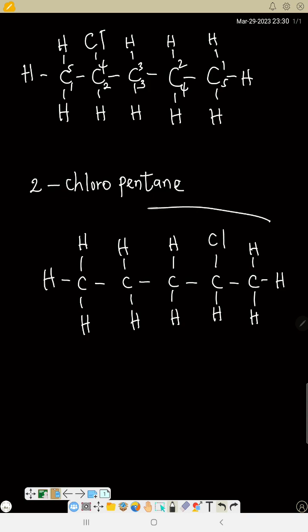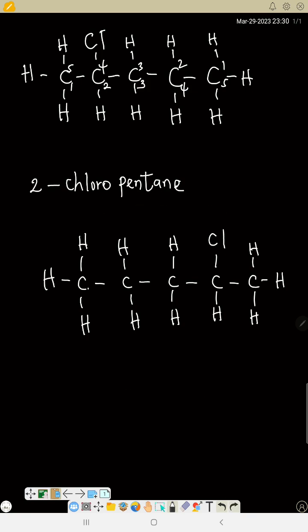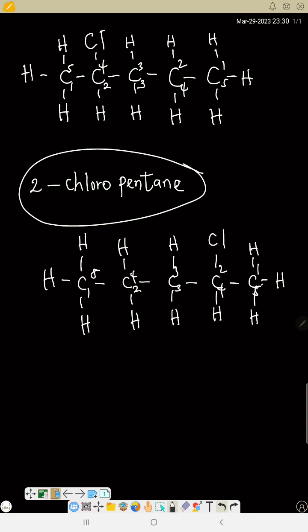That is, if anybody should see this and try to name it, the person will still number forward and backward: 1, 2, 3, 4, 5. Do you see, numbering forward, the chlorine will be on 4 carbon, and backward it will be on 2, so the person will still say 2-chloropentane the same way.